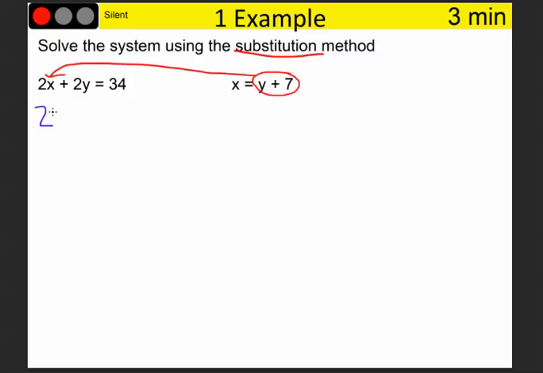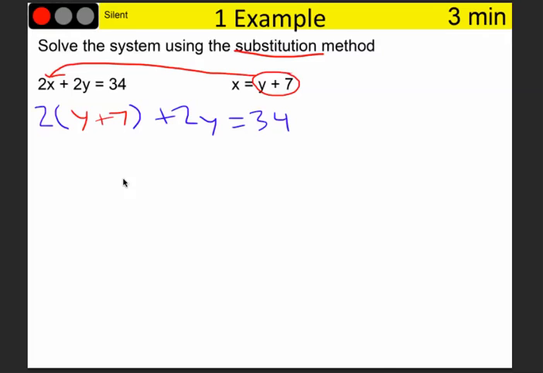So I have 2 times x, which I'm going to put an open parentheses here, plus 2y equals 34. Now, I know that x is equal to y plus 7, so in place of x, I'm going to put y plus 7. Now all we're going to have to do is simplify our equation and solve for y.